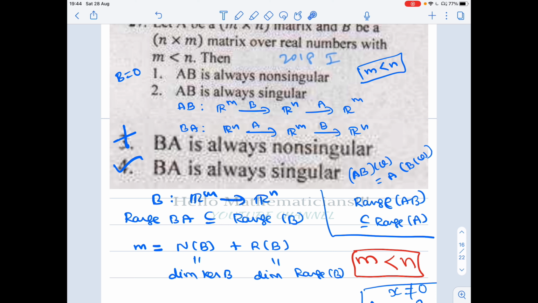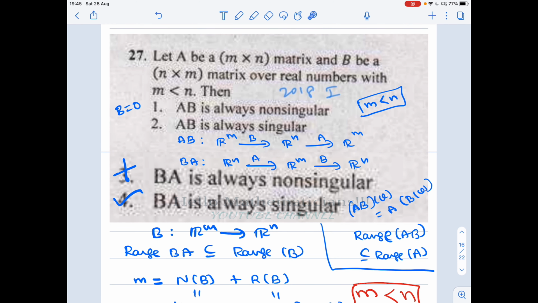Now let's talk about AB. In the first option, they are saying that AB is always non-singular, but we can take B to be the zero matrix. Then the product will be the zero matrix, which is singular. So we can simply eliminate this option as wrong. What about whether AB is always singular? In this example we are getting AB singular, but the question is whether AB is always singular. The answer is no, that is not true.